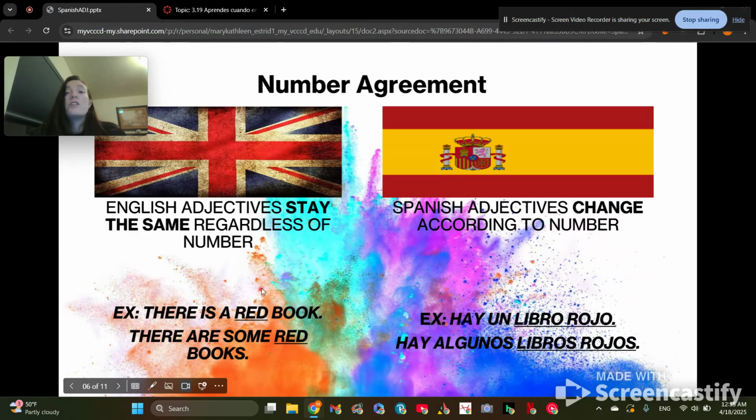They have to match in number. So English adjectives stay the same regardless of number. There is a red book, one. There are some red books, multiple, but red stays the same. Spanish adjectives change according to number. Hay un libro rojo. Hay algunos libros rojos. So the endings change there. Rojos. The adjective changed to match libros.